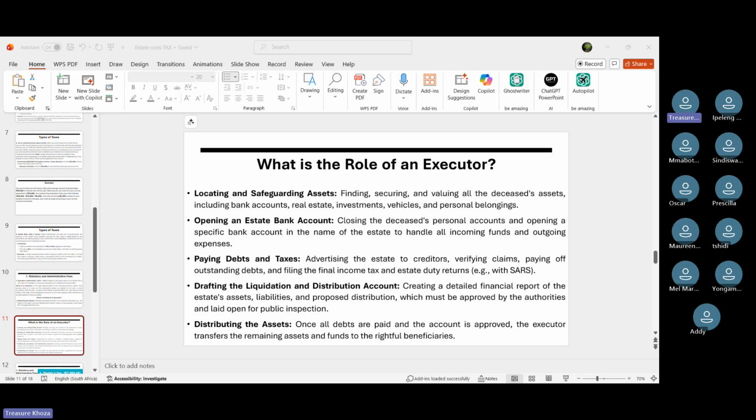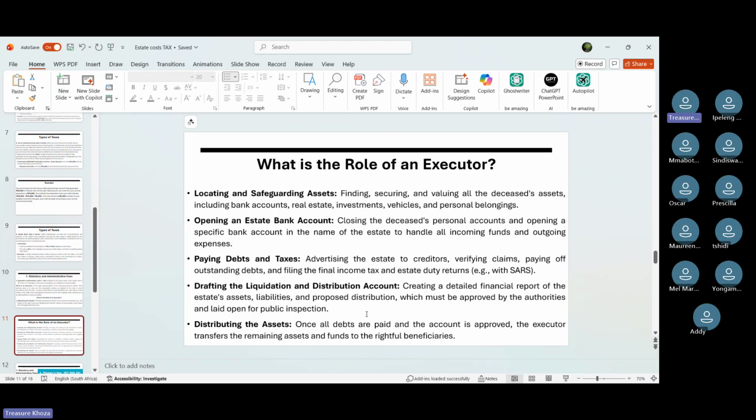Who's going to be responsible for assessing the person whom we have appointed for this? Because as I've said, part of their duties is paying debts and taxes. So what they are going to do is advertise the estate to creditors, because all of them need to know that the person has passed on, and then they close the accounts and tell you how much needs to be settled, verify claims and pay off outstanding debts, and file the final income tax and estate duty returns. Because even if a person passed away, there is still a need to settle the final income tax. So even if you are dead, you still owe that bill: they have to settle the final income tax.